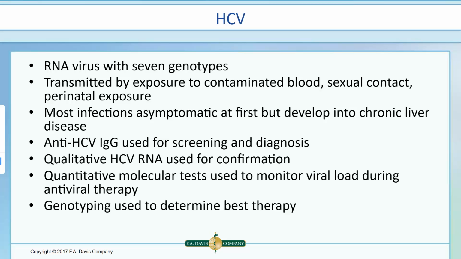Hepatitis C virus. It's an RNA virus with 7 genotypes, transmitted by exposure to contaminated blood, sexual contact, or perinatal exposure. Most infections are asymptomatic at first, but later develop into chronic liver disease. Anti-HCV IgG is used for screening and diagnosis. Qualitative HCV RNA is used for confirmation, and then quantitative molecular tests are used to monitor viral load during antiviral therapy. Genotyping is used to determine the best therapy.